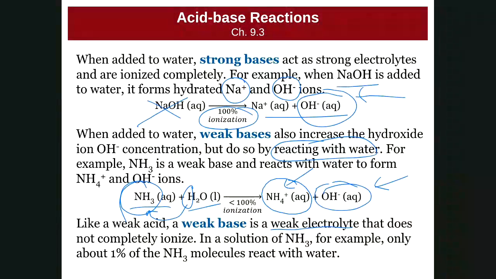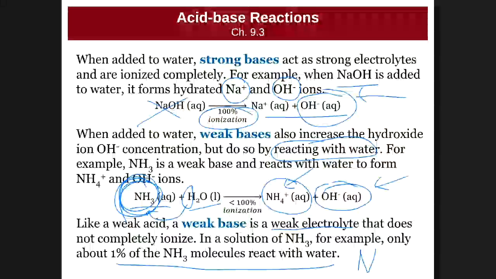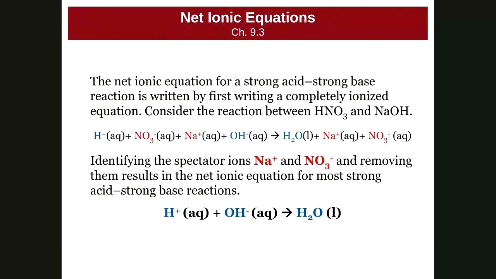Only 1% will react to form the ammonium ion. All right. So we can also write net ionic equations with acid-base reactions. So the net ionic equation for a strong acid and strong base reaction is written by first writing the completely ionized equation, just like we did with precipitation reactions. So consider nitric acid reacting with sodium hydroxide.